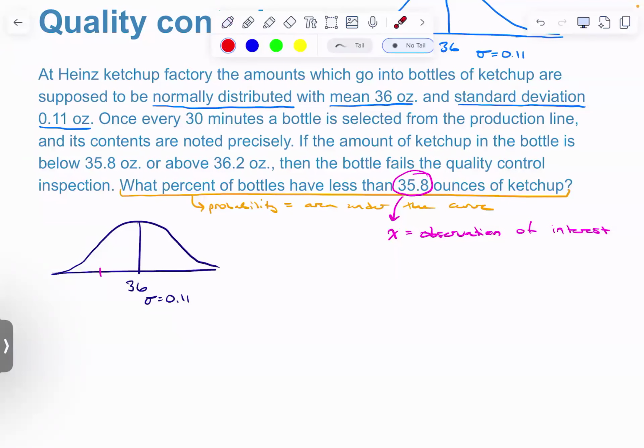I make sure that I put it below the mean, but I don't crowd myself too much, and we can adjust this spacing later on. For now, it's just to figure out where 35.8 would go, roughly. It's below the mean, so I draw it below the mean. If I want to find the probability or the percent of bottles that have less than 35.8, then I want this area.